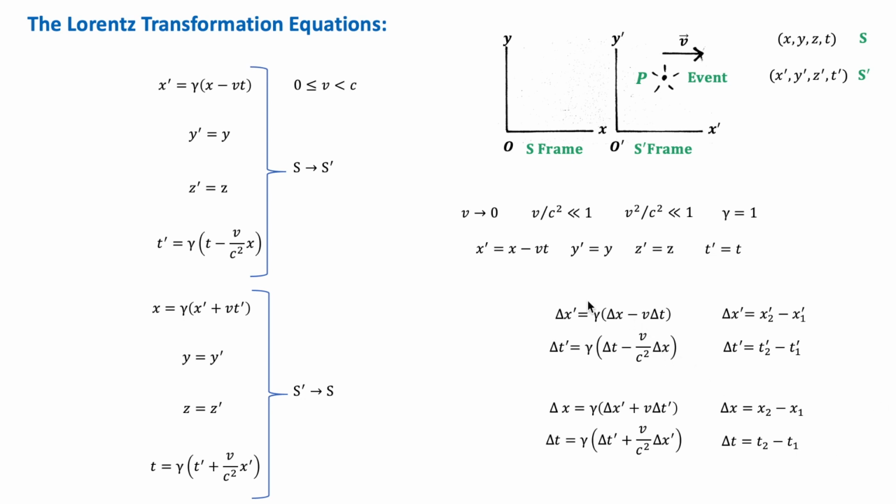So these are to transform from S to S dash, and these are from S dash to S. So delta x dash is x2 dash minus x1 dash, and delta t dash is t2 dash minus t1 dash, are the difference in coordinates between two events and the time interval between the same two events as measured by S dash. And these here are the differences measured by S, okay? And note here that since the motion of S dash is along the x direction, the coordinates y and z are unaffected, okay?